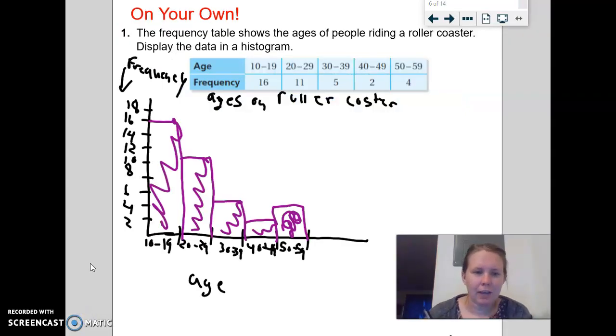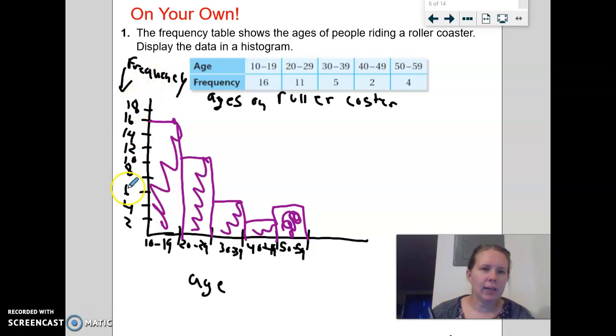Alrighty, coming on back. Here is my histogram. I hope that yours looks very similar to mine. So here's how I set mine up. Here are my age ranges, making sure they're evenly spaced. I know they got a little sloppy. My writing on this thing, I'm not quite used to it yet.